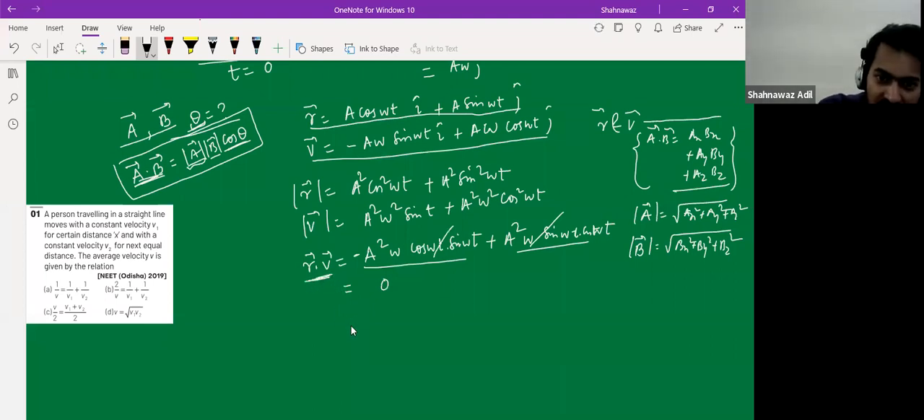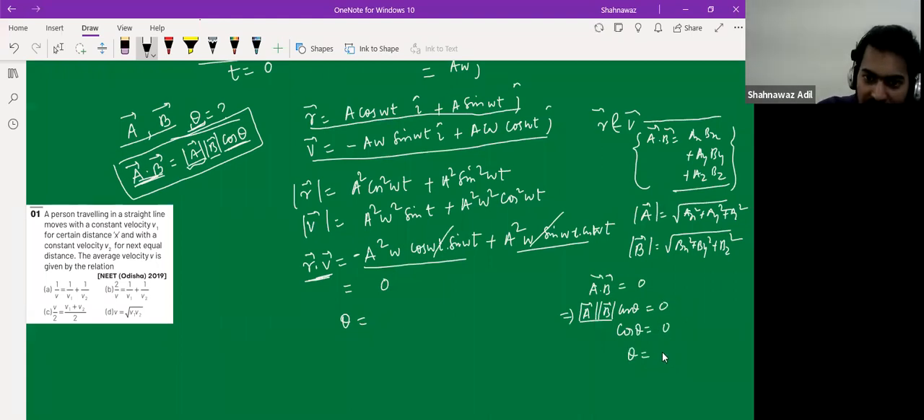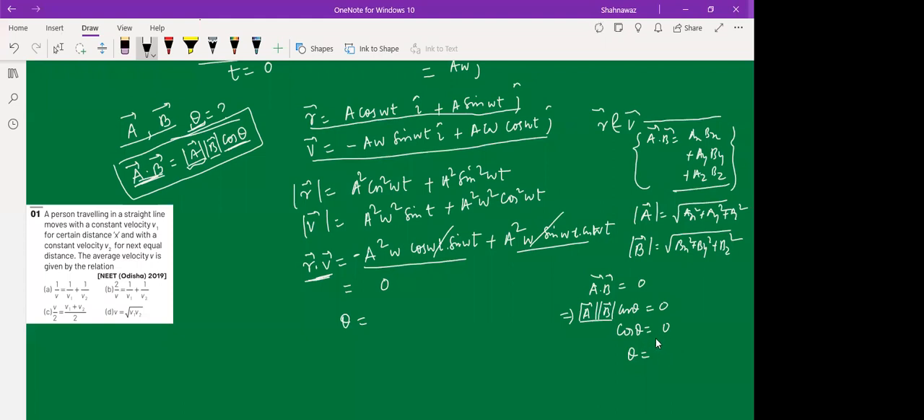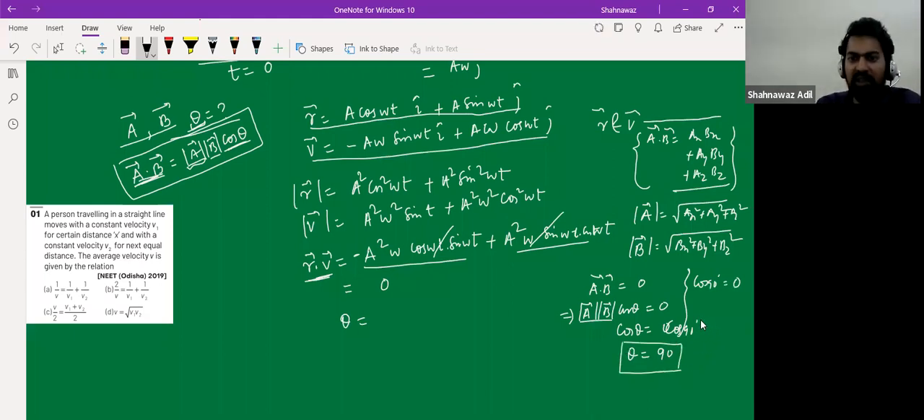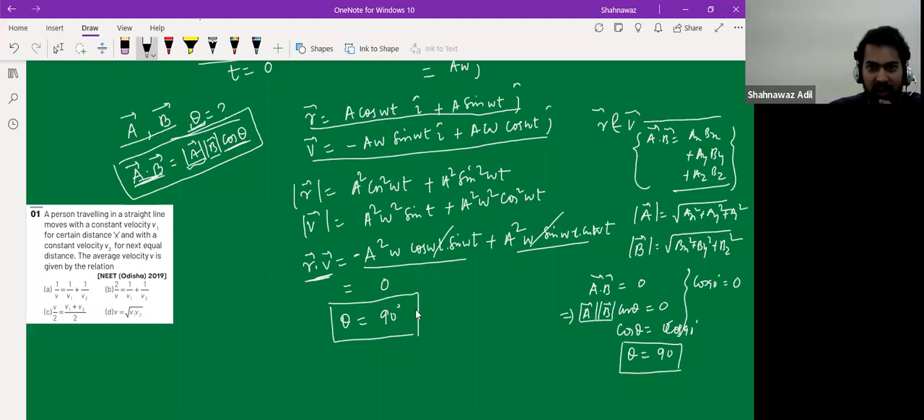So r dot v is zero, which means that your theta is what? If your A dot B is 0, which means that AB cos theta is 0. These are not 0, so cos theta is 0. So theta is what? For what value of theta is cos 0? Cos 90 is 0, na? So theta is 90 degrees. Any question? Any doubt?